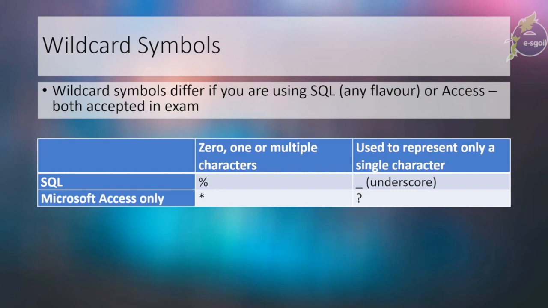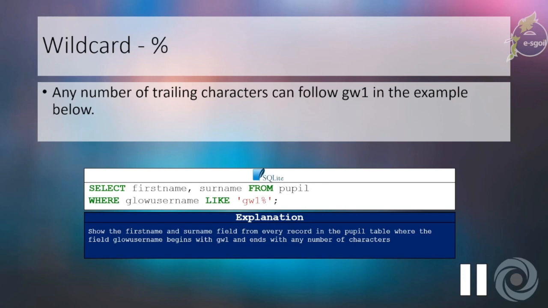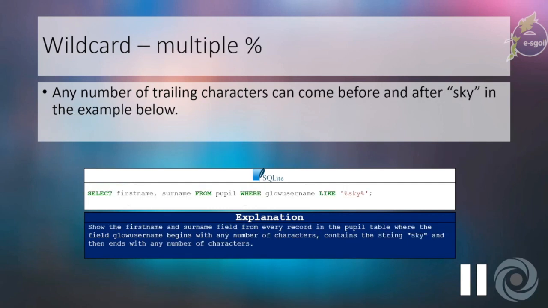We're going to use the % symbol and the underscore, but in Access you would use the star and the question mark. We can use the % symbol wildcard to state that any number of characters can replace the symbol. In the example below, a Glow username can return any number of characters after GW1. In the example below, I've used two % symbols to state that any number of characters can come before and after the word sky in a Glow username.